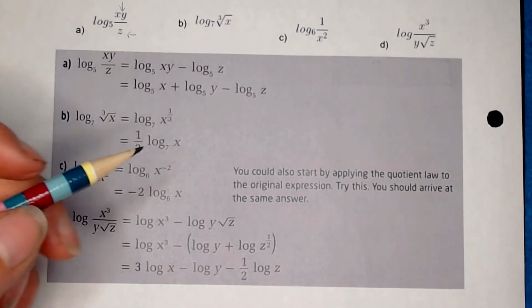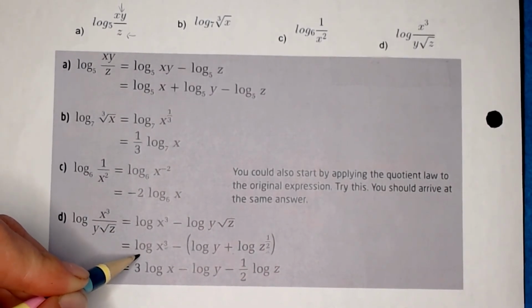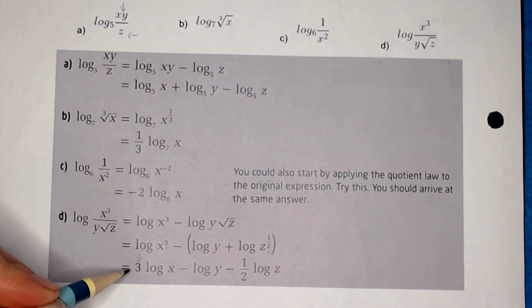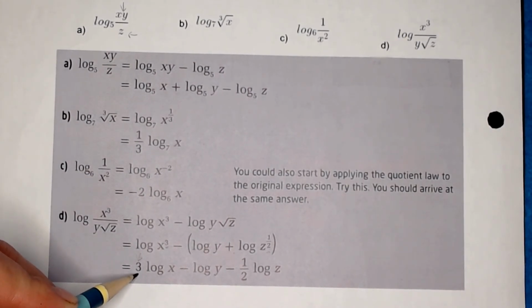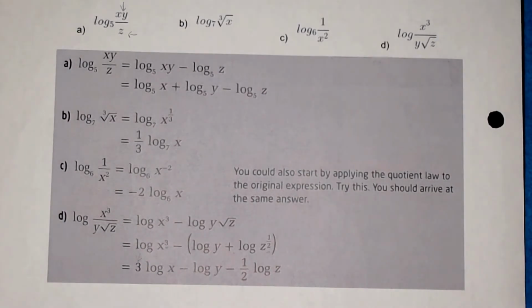And then the last thing you can do is just take these exponents here, 3 and 1/2, and move them to the front of your logarithmic function to complete the question. So 3 log x minus log y minus 1/2 log z.